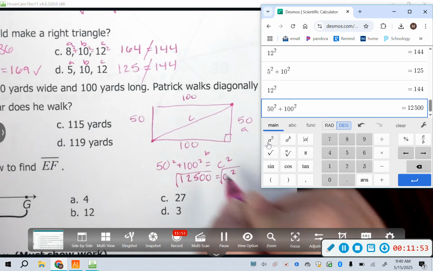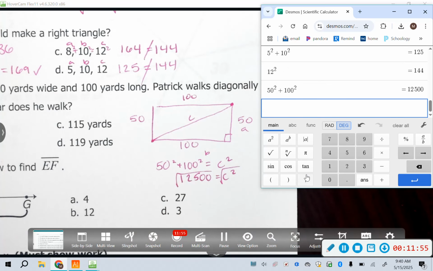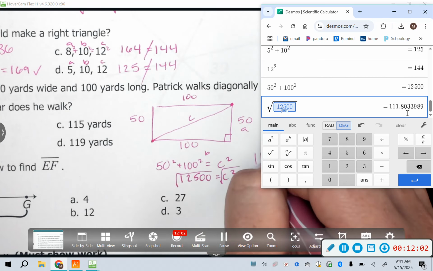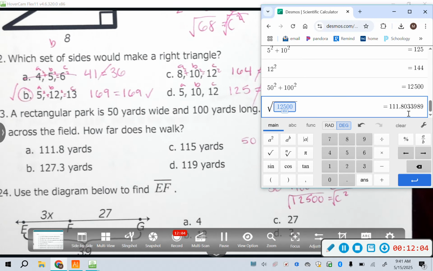Now I'm going to square root both sides. And I get the square root of the answer, which gives me 111.8, which is A.